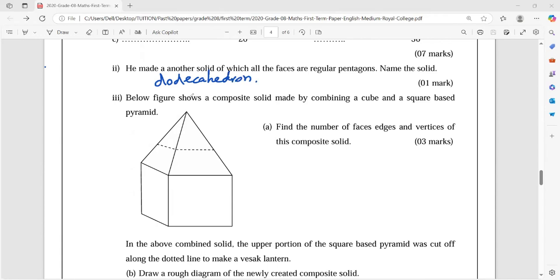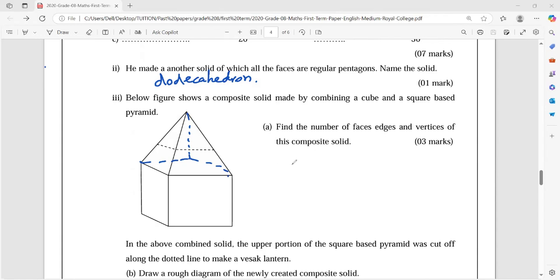Right. So this is the solid. The figure below shows a composite solid made by combining a cube and a square-based pyramid. Find the number of faces, edges, and vertices of this composite solid. So here, this is a cube and a square-based pyramid. In this case, you need to find the number of faces and edges.